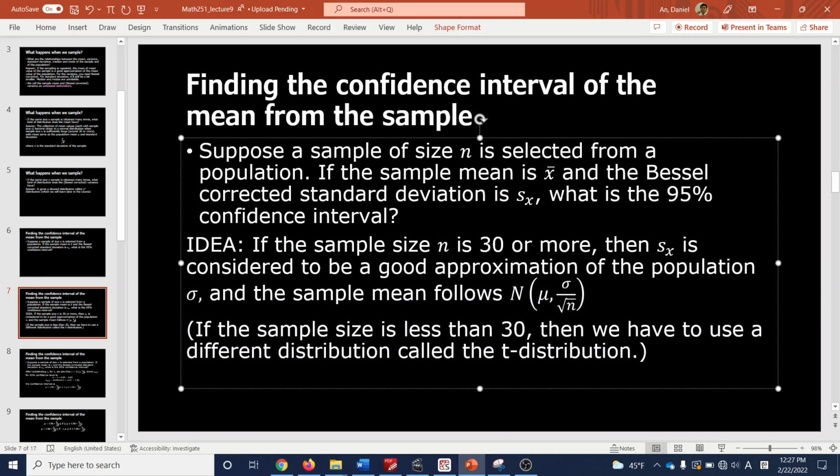Now, if the sample size is less than 30, then because Sx is not a good approximation of sigma, we have to use something called a t-distribution. But I don't think we have time today, so I'll speak about it tomorrow, okay?